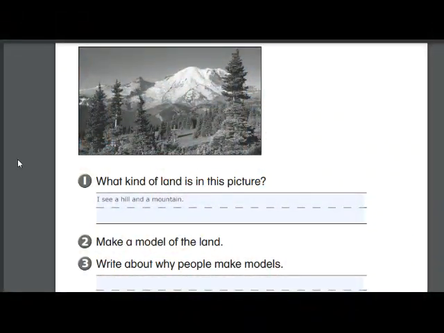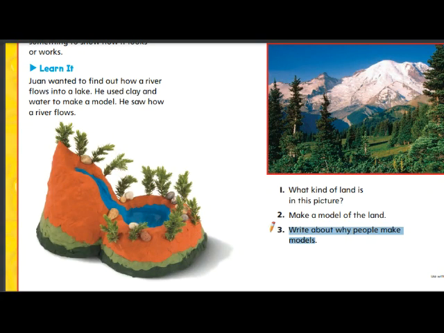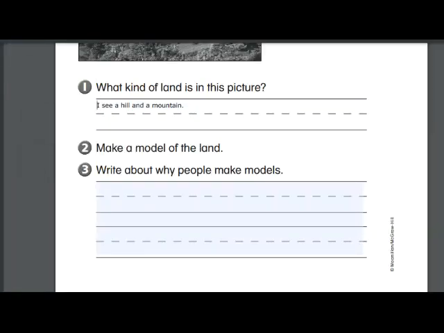All right, let's go back to our directions. Number 3 says write about why people make models. So I want to go back and look at what Juan said. It said Juan wanted to find out how a river flows into a lake. So he wanted to learn something, right? So I could write people make models to learn about how things move or work, right? That's a pretty long sentence.